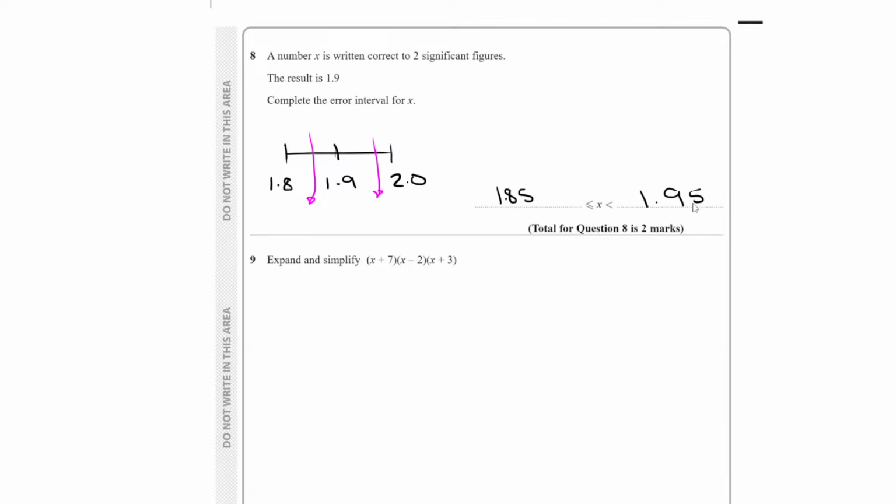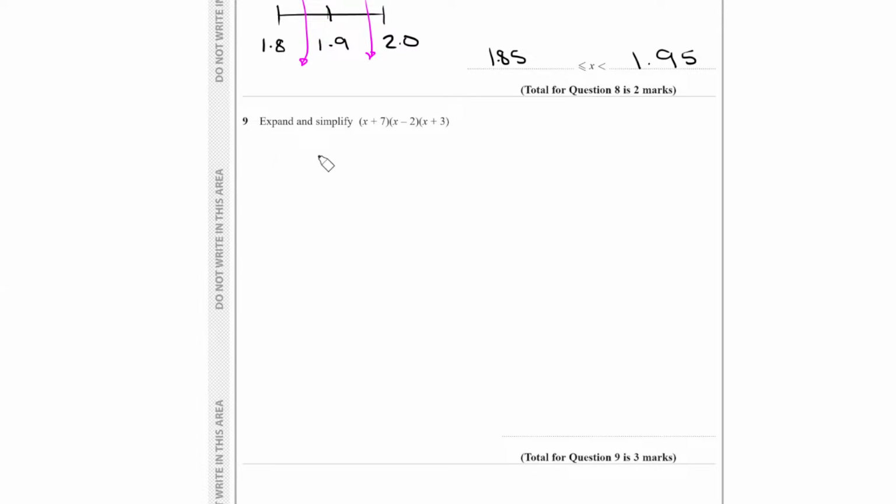Now you don't need to put 1.94999. I know that obviously technically 1.95 would round up to 2, but that's why the inequality is written like this. It's not written equal to 1.95, it's just saying anything less than 1.95. Okay, so you don't need to put the whole 1.949 recurring. Don't need to worry about that.